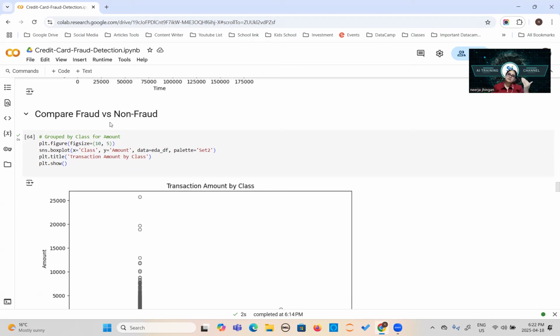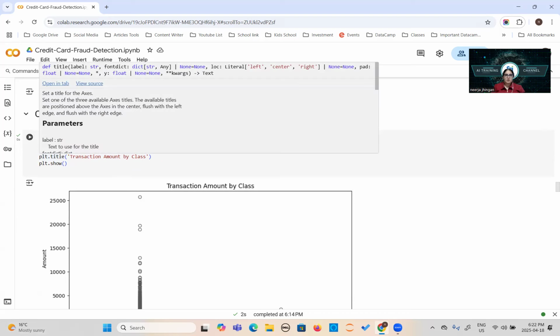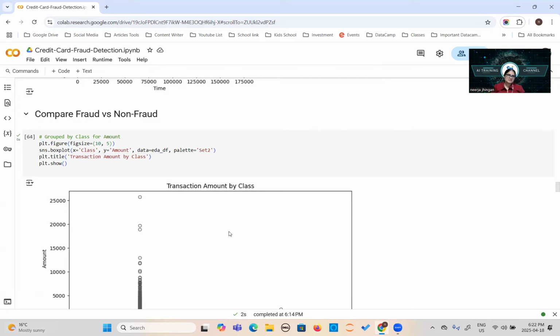First we did the EDA using the numbers, like info, missing values, duplicates. Now we are doing the EDA using visualization. And now look at this, we are using a box plot. This is the best graph if you want to check the outliers. Definitely there are multiple outliers. Look at this.